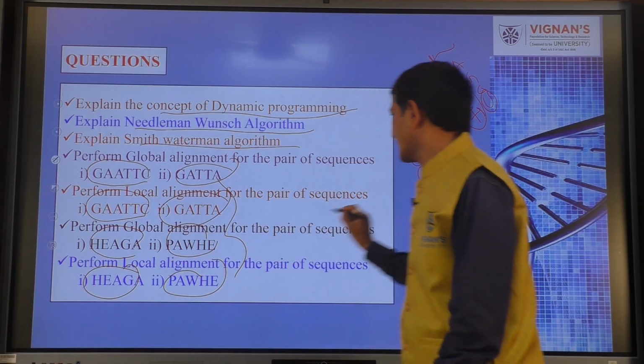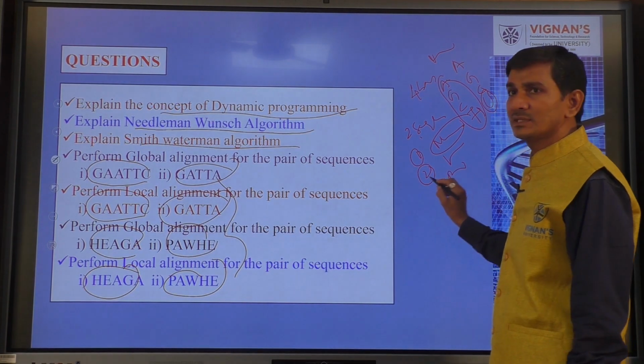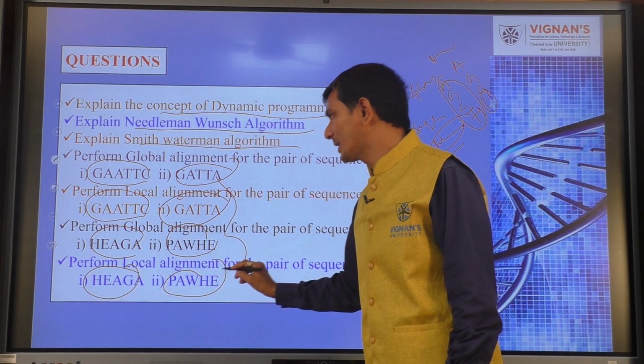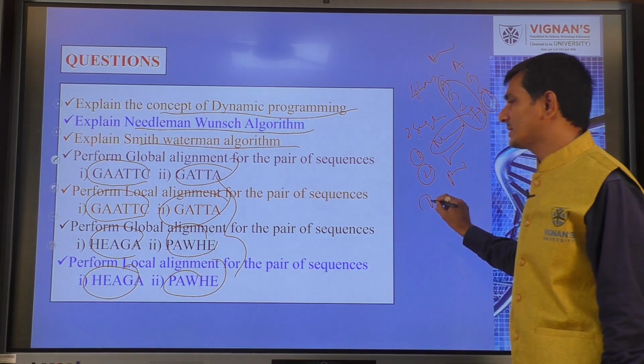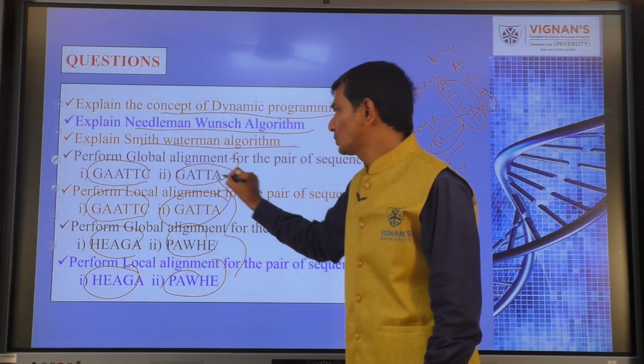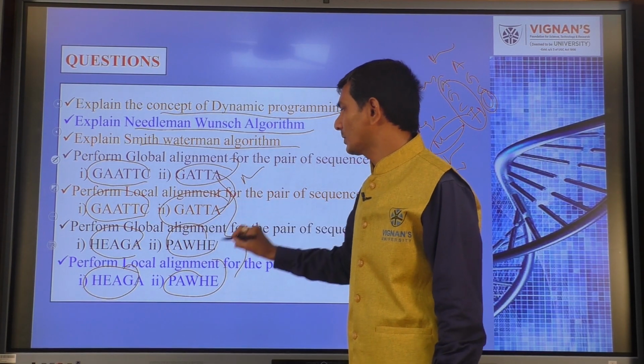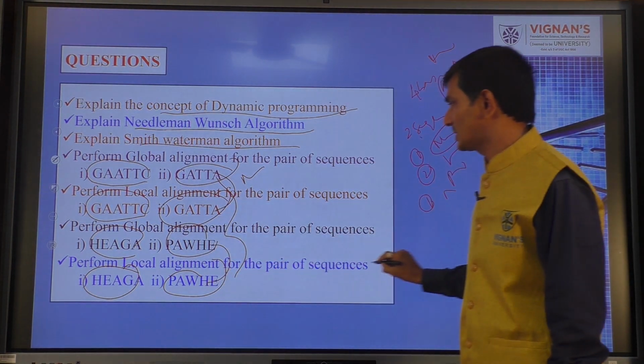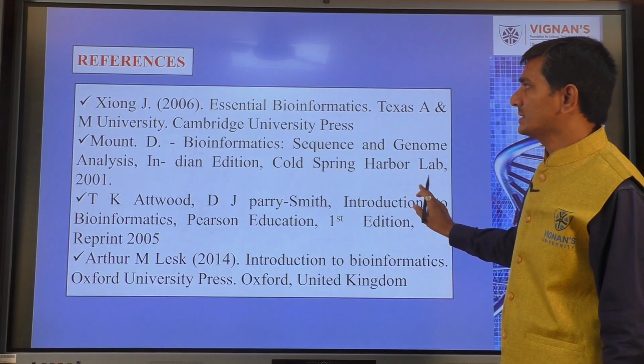Similarly, the second set of sequence is the protein sequence. As we know, protein is a polymer of 20 amino acids, where each amino acid is coded by a single letter, a single alphabet. So, these 2 strings are with respect to nucleotide sequence, and these 2 strings are with respect to proteins. They are the standard references.